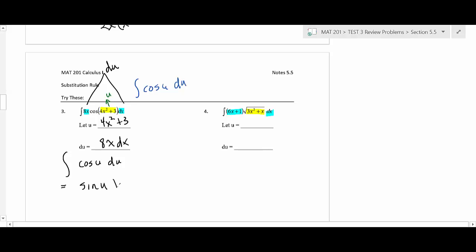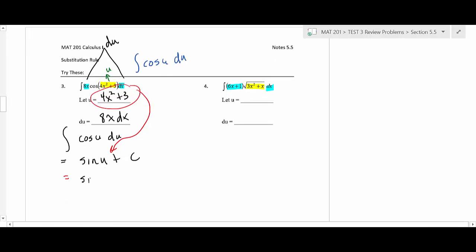Sine u plus c. What else do you do to finish up the problem? Plug u back in. Then you got it. So the final answer of this problem would be sine of 4x squared plus 3 plus c. That's it.